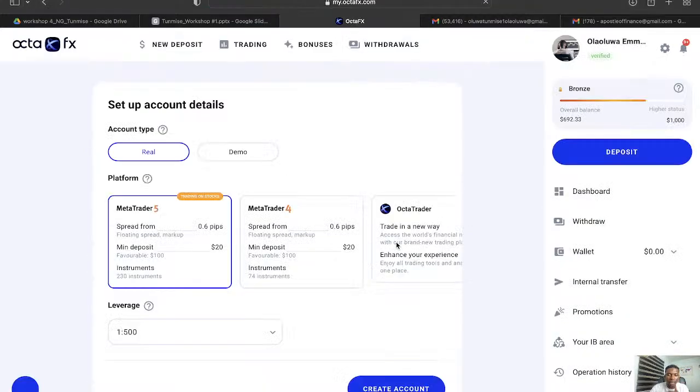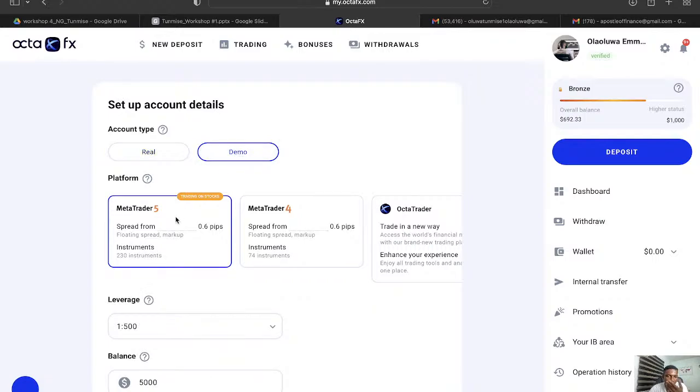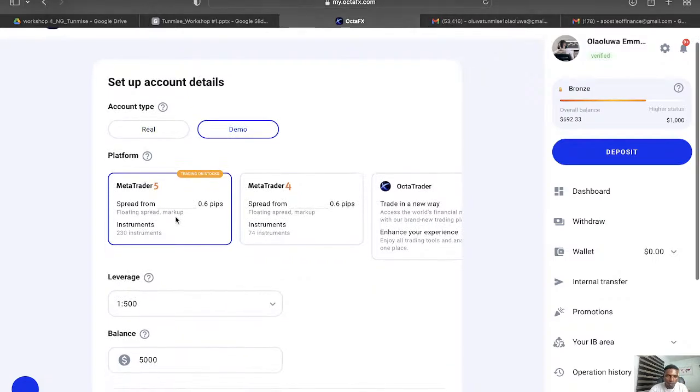When you come to create account, you can come and set up your account here. Then you can use a demo account. Let's set up a demo account. This is spread from 0.4, and the instruments traded here are 230. On MT4 the spread is 0.6, and the instruments traded there are 74. Of course, I'm interested in MT5, so let's go with MT5.